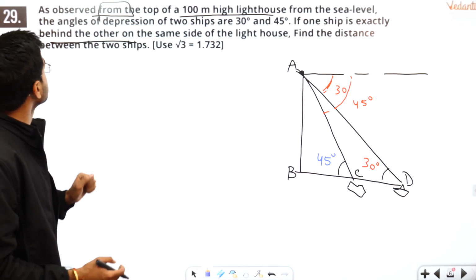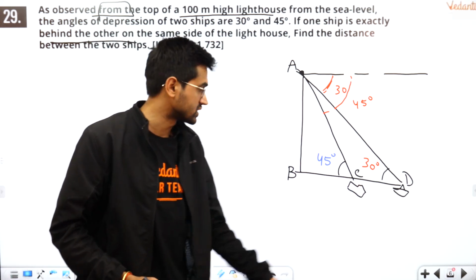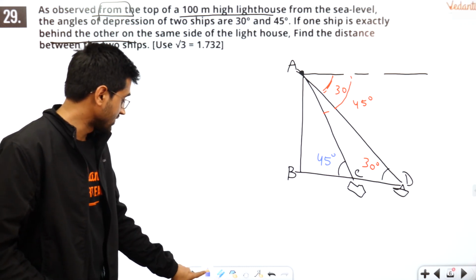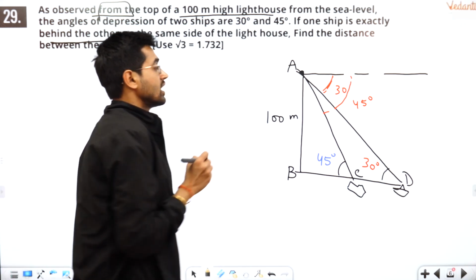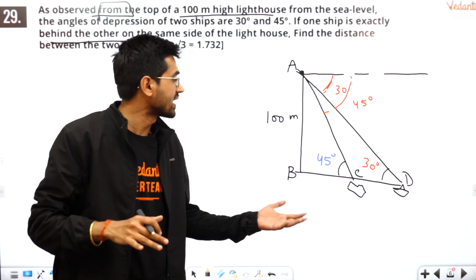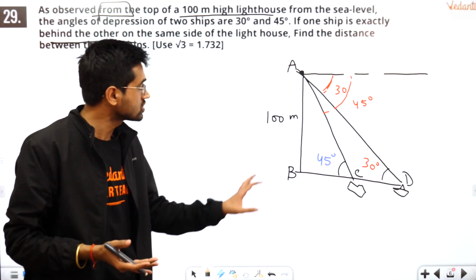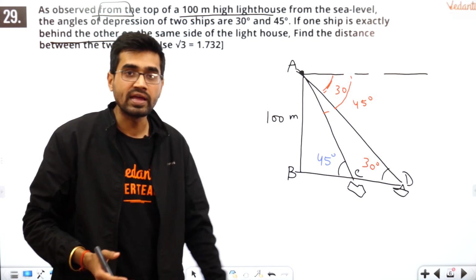Now you want to find the distance between the two ships. You want to find the length of CD. The height of the tower is given, so it is 100 meters. So just use 100 meters. How many right angle triangles do you see? Two right angle triangles. Apply trigonometric ratios to find BC or BD and we will use it.